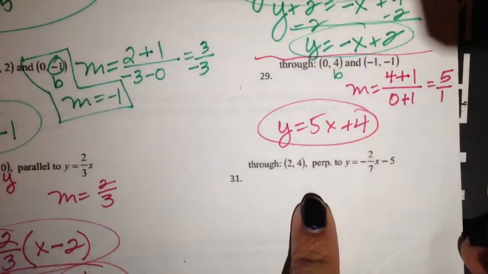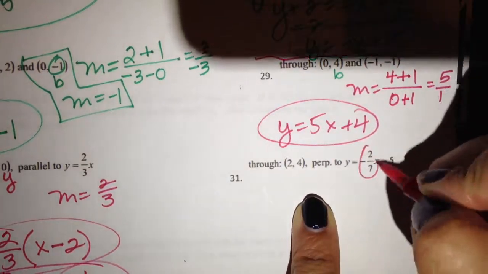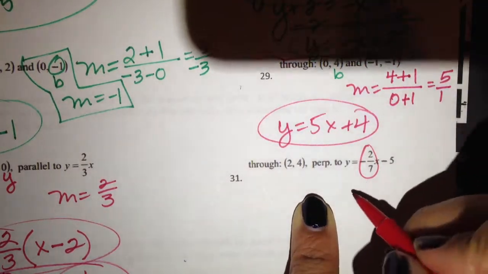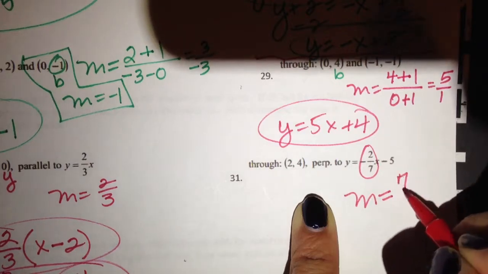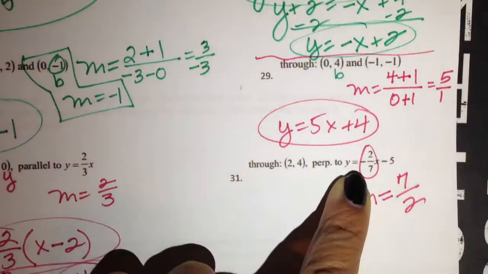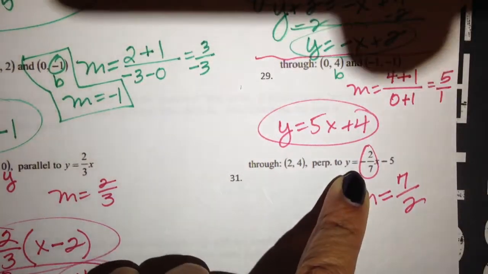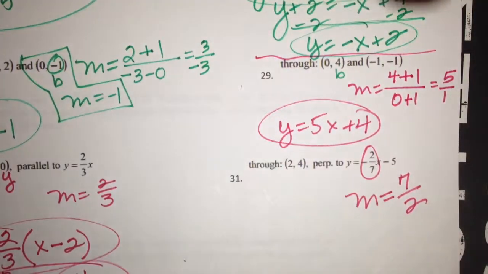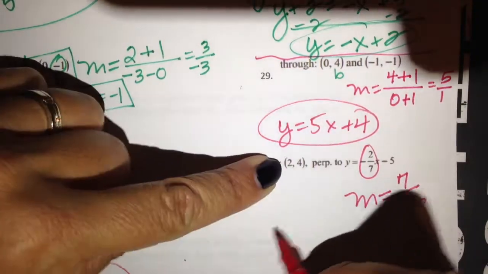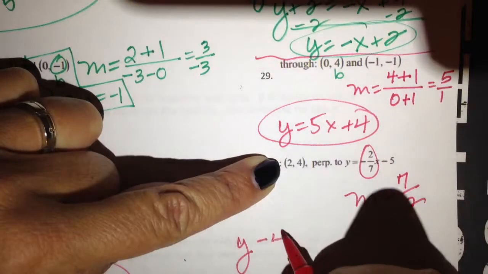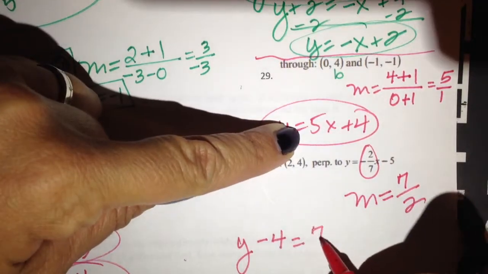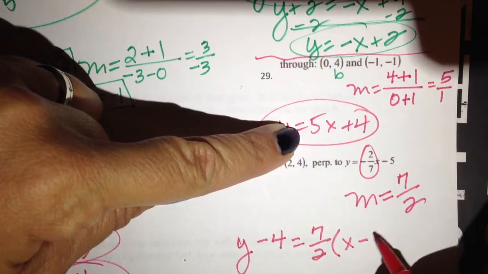Perpendicular to, in number 31. If lines are perpendicular to each other, their slopes are opposite reciprocals. So the slope here is negative 2/7. So the opposite reciprocal is positive 7/2. It goes through this point. Y minus 4 equals 7/2 times x minus 2.